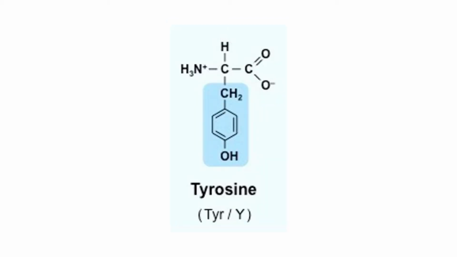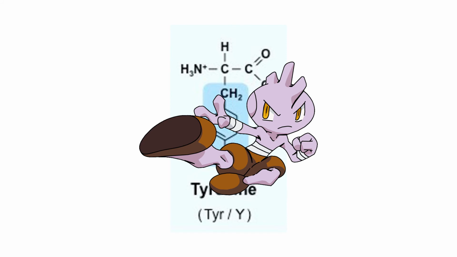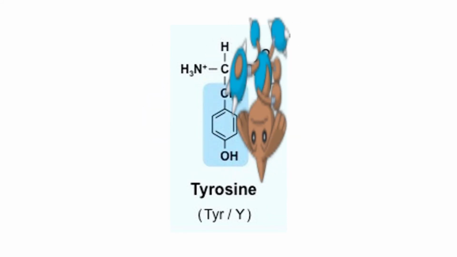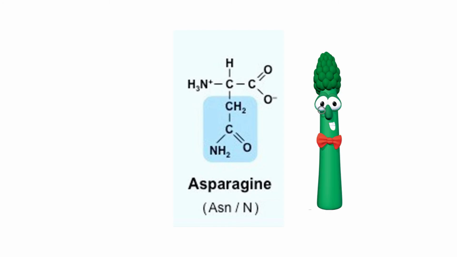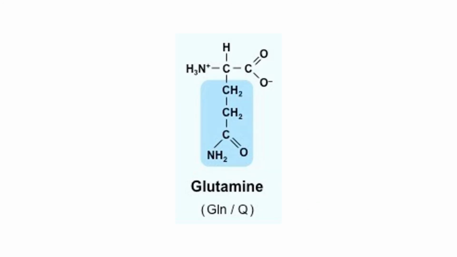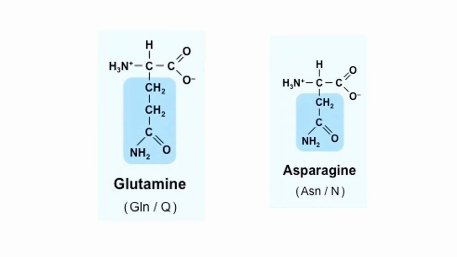Tyrosine. For some reason, I always think of Tyrogue from Pokemon. He evolves into Hitmontop, who spins in circles, which is why we have a ring on tyrosine. Asparagine. Asparagus. I mean, he kind of looks like the guy from VeggieTales. Glutamine. I always remember Q because I have cute glutes. This guy is the same as asparagine with another CH2. He's just taller. Taller means nice glutes.